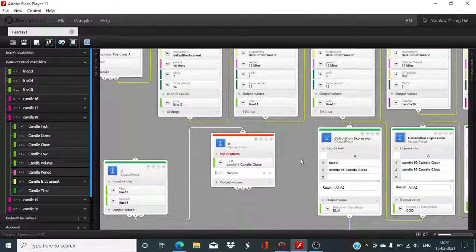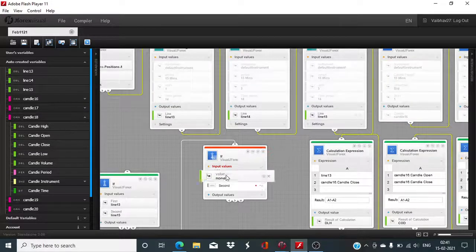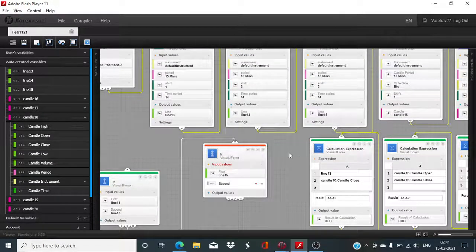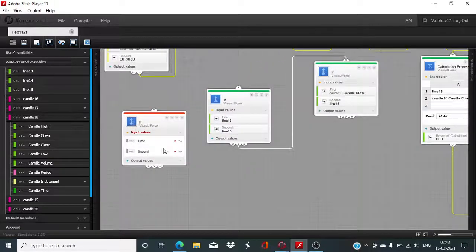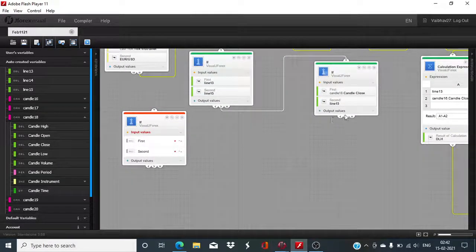And line 15 and candle 18's candle close. And this also needs to be first input greater than second input.